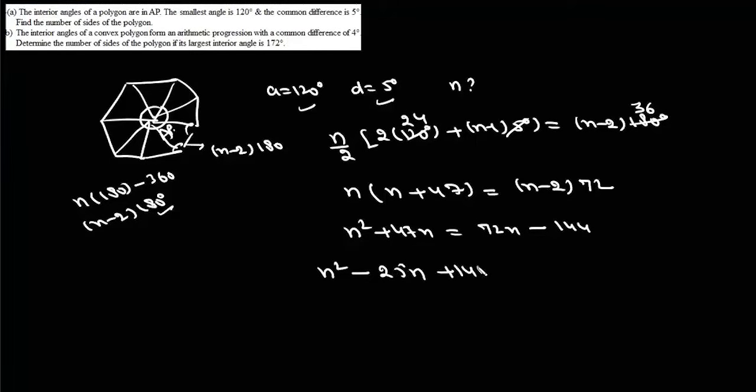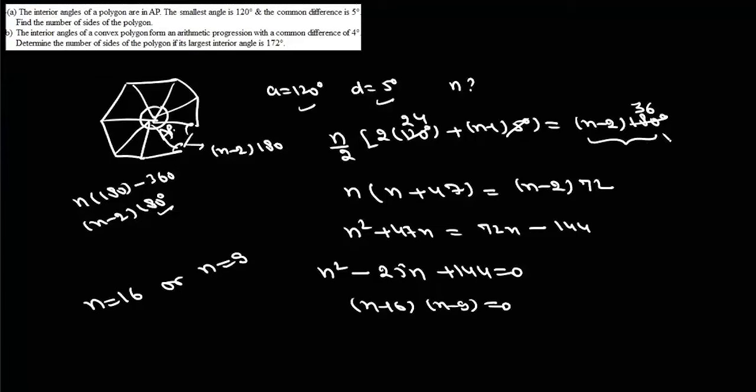25n plus 144 equals 0. So this is simply (n minus 16)(n minus 9) equals 0. So the value of n is either 16 or 9 for the sum to be equal to (n minus 2) into 180 degrees.